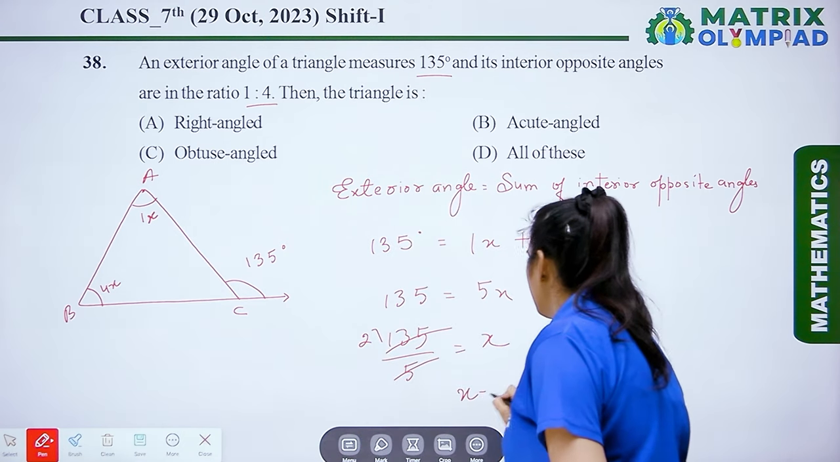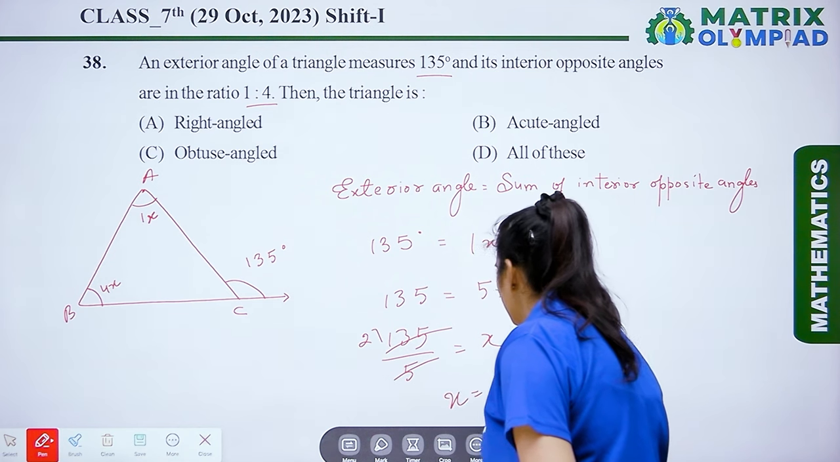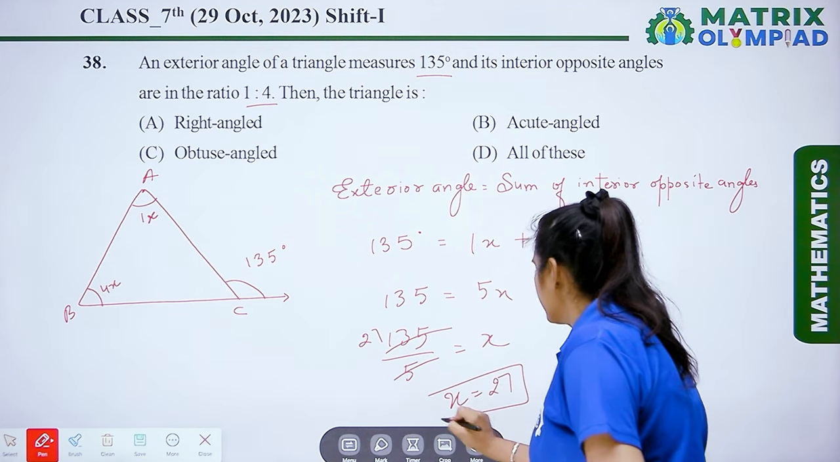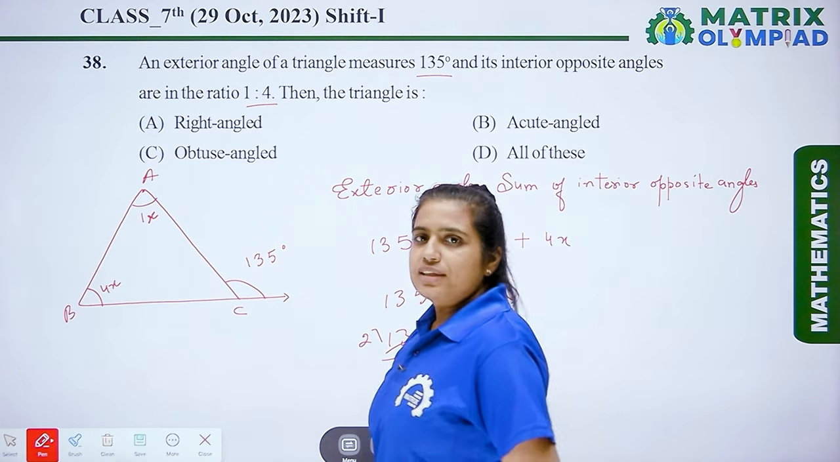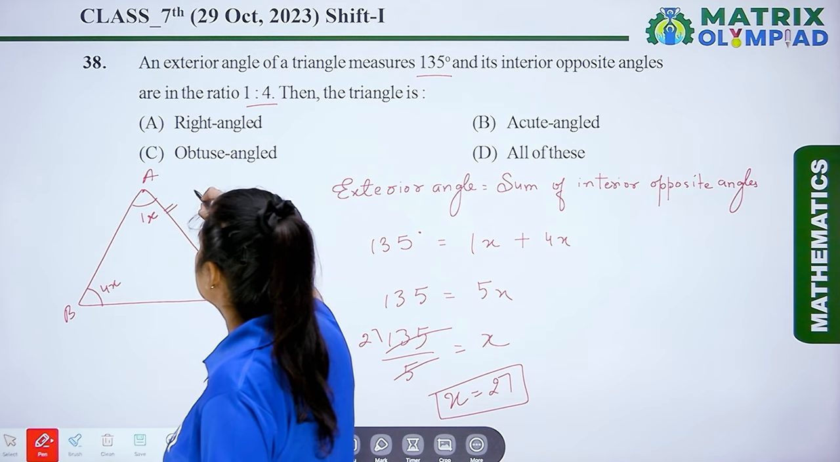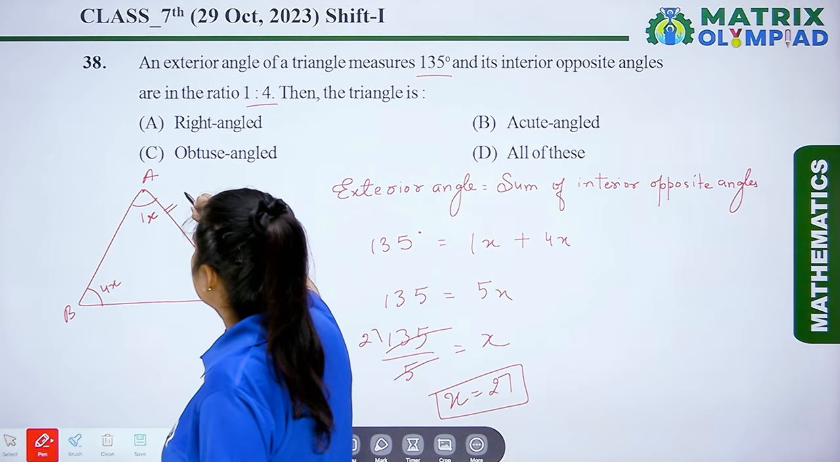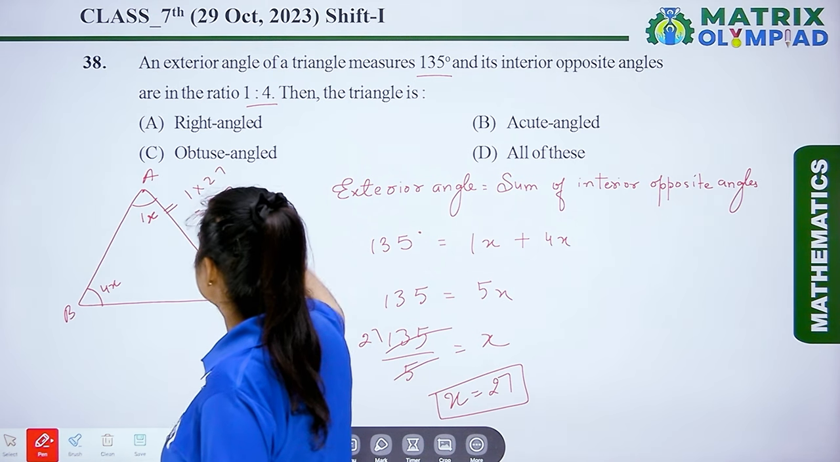So here the value of x is 27. So we get the value of x. Now we can place the value of x in angle A. So here 1 multiplied by 27 is 27.